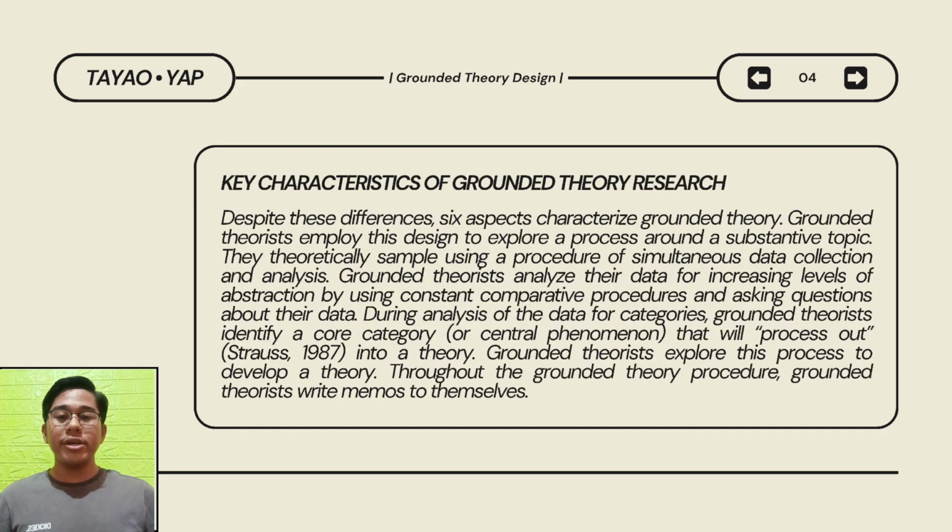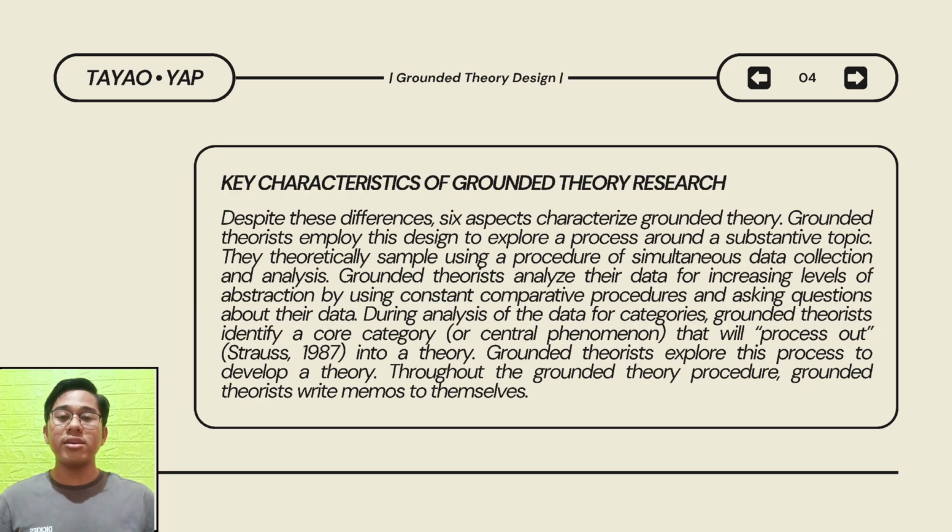Key characteristics of grounded theory research. While these three types have their variations, there are six core characteristics that unify grounded theory research. First, focus on processes. Grounded theories are interested in understanding a process related to a specific topic. Their research delves into the how and why of a particular phenomenon.